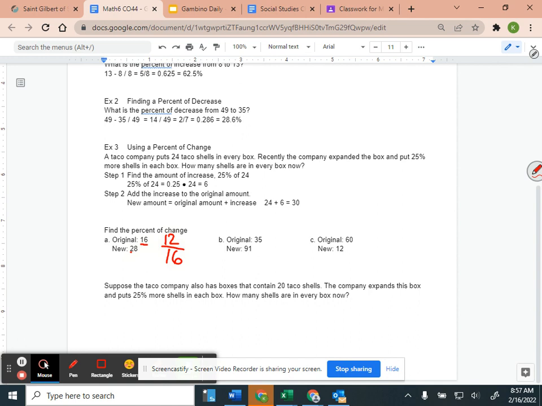Peyton, what is 12 divided by 16? 0.75. 0.75. But we need to find a percent. How can I change 0.75 to a percent? Well, I'm going to move that decimal 2 places to the right. So I end up with 75%.